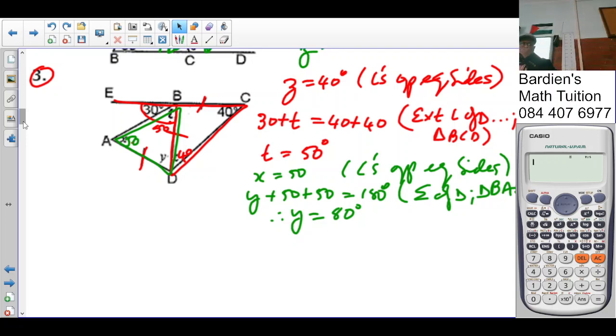Any confusion here? No. For homework, I want you guys to do 10B for tomorrow, okay?